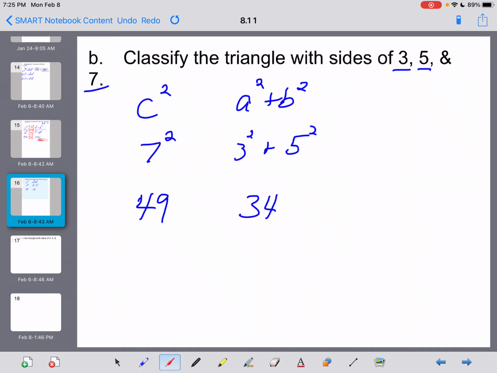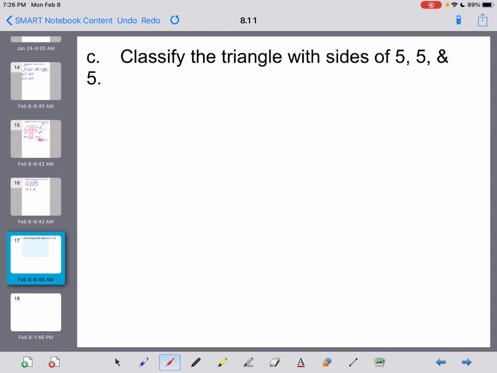So pretty clearly here, 49 is greater than 34. So we're dealing with a case where c squared is greater than a squared plus b squared, not equal to. So this is definitely not a right triangle, but the question is, is it acute or obtuse? And I think we can actually answer that by looking at the next example. I'll come back and finish that one in just a second.